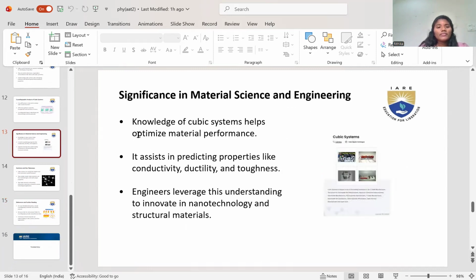Significance in material science and engineering. Knowledge of cubic systems helps optimize material performance and assists in predicting properties like conductivity, ductility, and toughness. Engineers utilize this understanding in nanotechnology and structural materials.